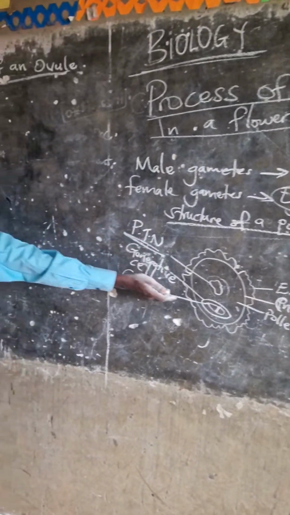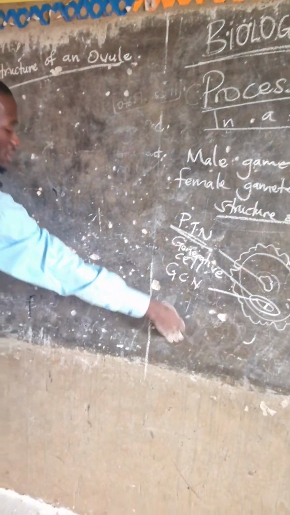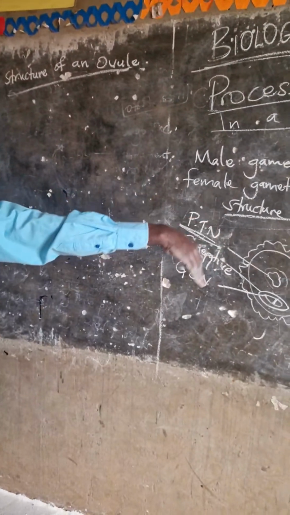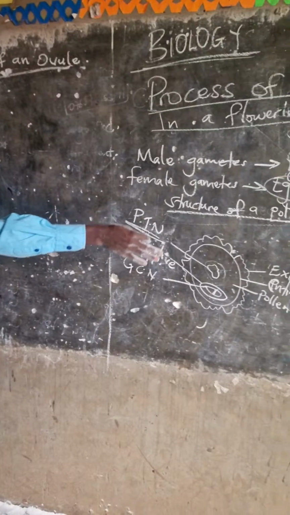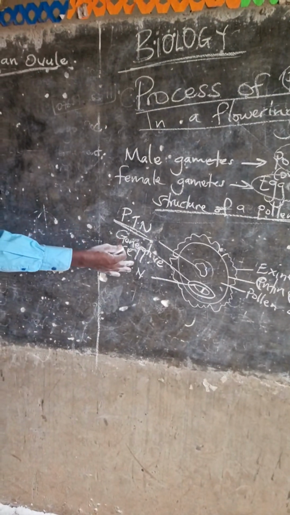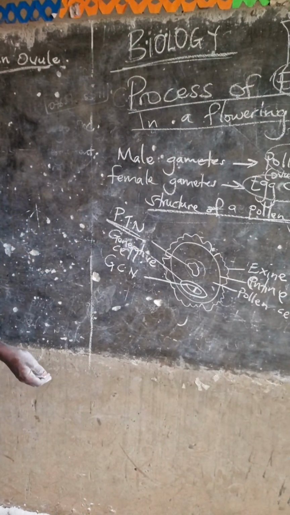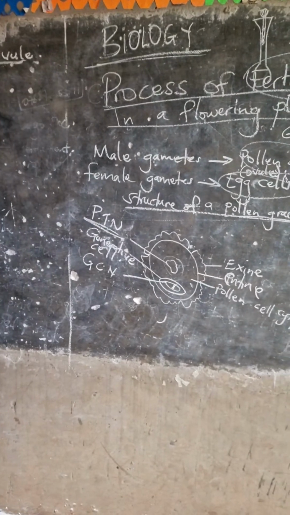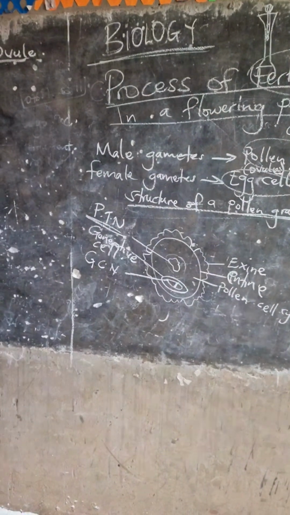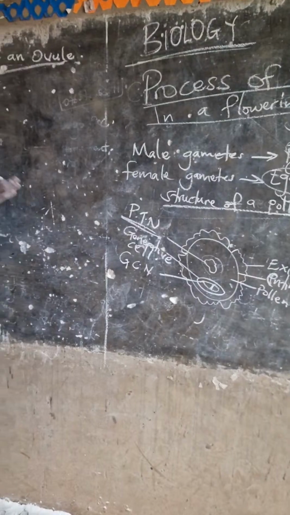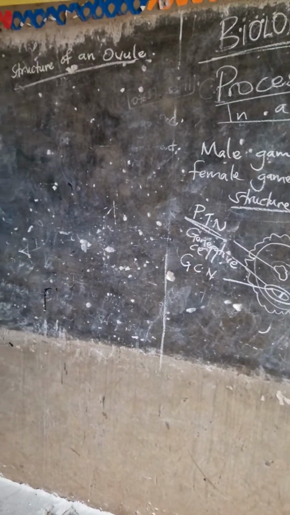Having known the structure of a pollen grain, you can memorize it as we go on, because it is going to be crucial in this process of fertilization. We must also know the structure of an ovule.